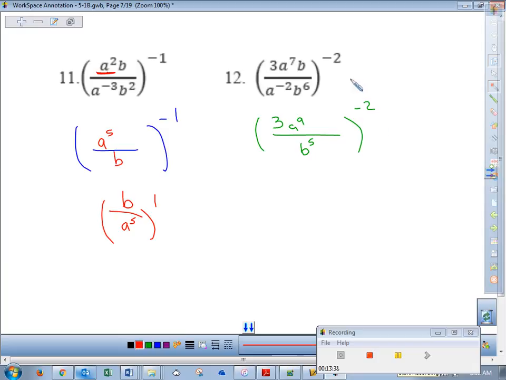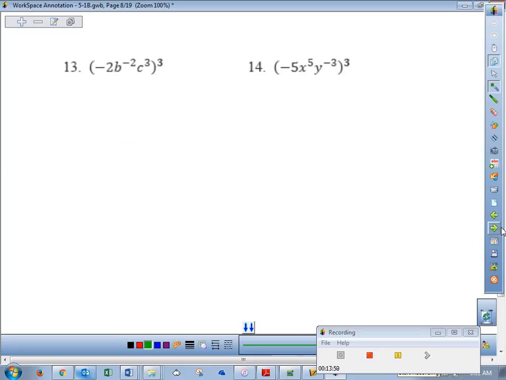Then use the negative. Ba-bing! Reciprocate the base. And it is now being raised to the positive 2nd power. So now you've got to square everything. B to the 5th squared is b to the 10th. 3 squared is the 9, and a to the 9th squared is a to the 18th. Groovies? Sweet.